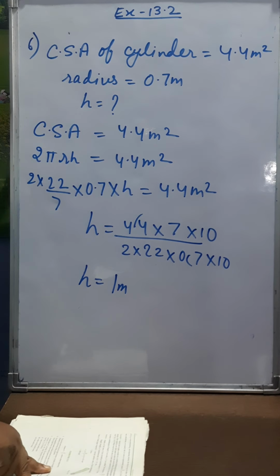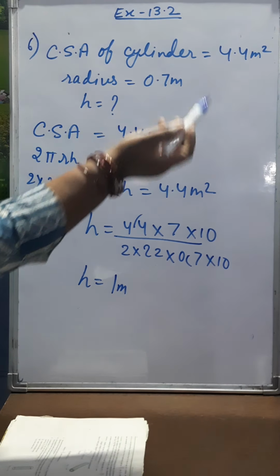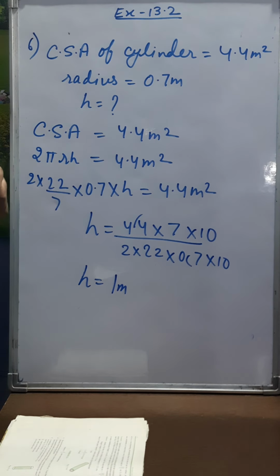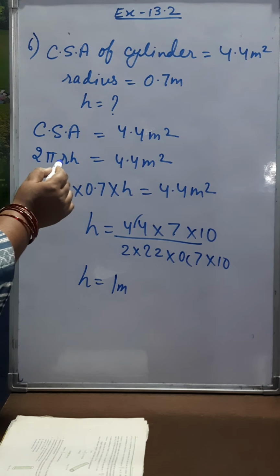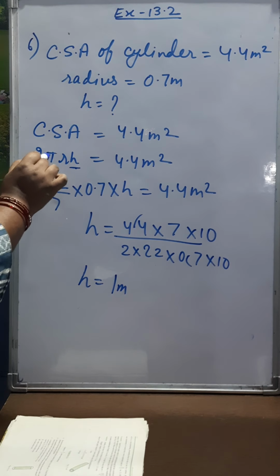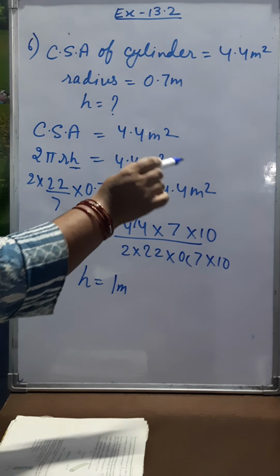Question number 6 says, the curved surface area of a right circular cylinder is 4.4 meters square. If the radius of the base of the cylinder is 0.7 meter, we have to find its height. So here I wrote the curved surface area of the cylinder is 4.4 meters square, radius is 0.7 meter, and we have to find its height. So let us use the formula of curved surface area, 2 pi RH. We don't know the value of h, except h everything we know. It is 2 into 22 by 7 into 0.7, multiplied by h, is equal to 4.4.